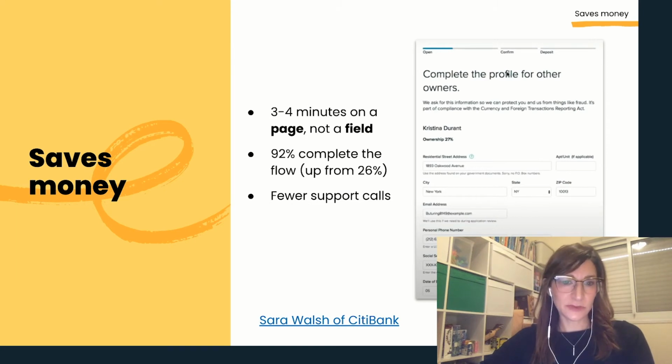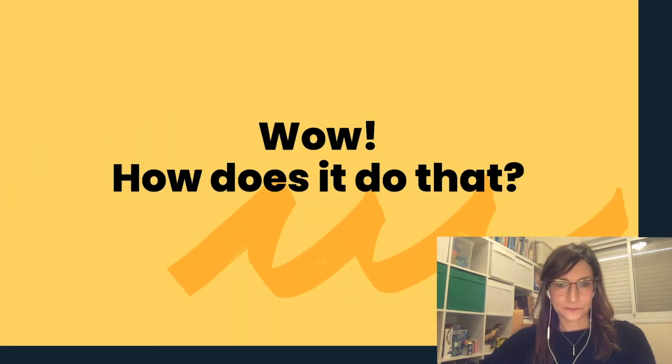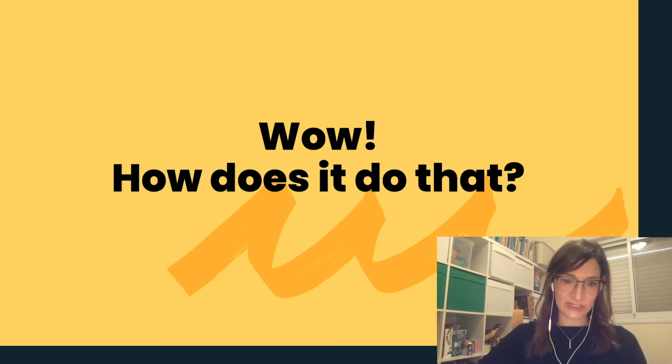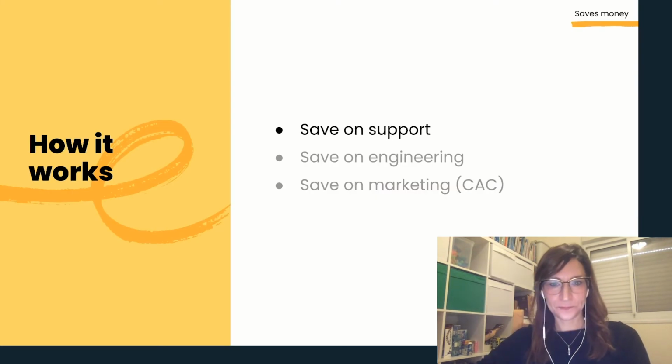In this case, when they doubled the copy, they found that users were taking 3 to 4 minutes on a page as opposed to on individual fields as before. But more important, 92% were completing the flow, up from 26% before they rewrote the form. What I really want to draw your attention to is that they were decreasing support calls, and that is saving them money. How does it do that, right? Again, only by understanding what the mechanism, how this is working behind the scenes, can we imitate it in our own work? So there are a few ways, just 3 of them we'll go over here. One is support.